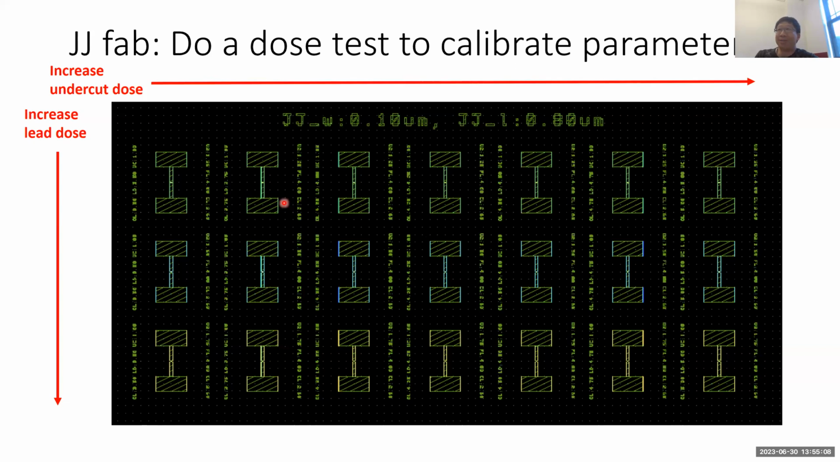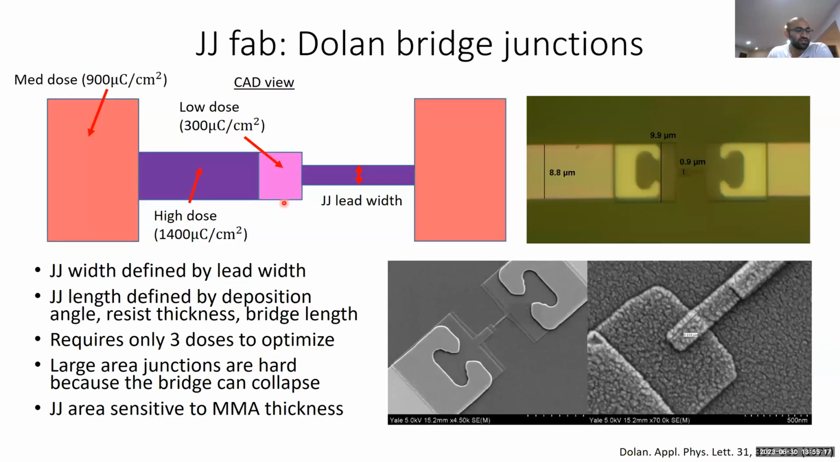Sorry to interrupt, a clarification question. What do you mean by dose? Dose is the amount of charge or energy that you deposit with your electron beam during electron beam lithography. Cool, and presumably you will talk about how to do oxidation, right? Yes. Okay.